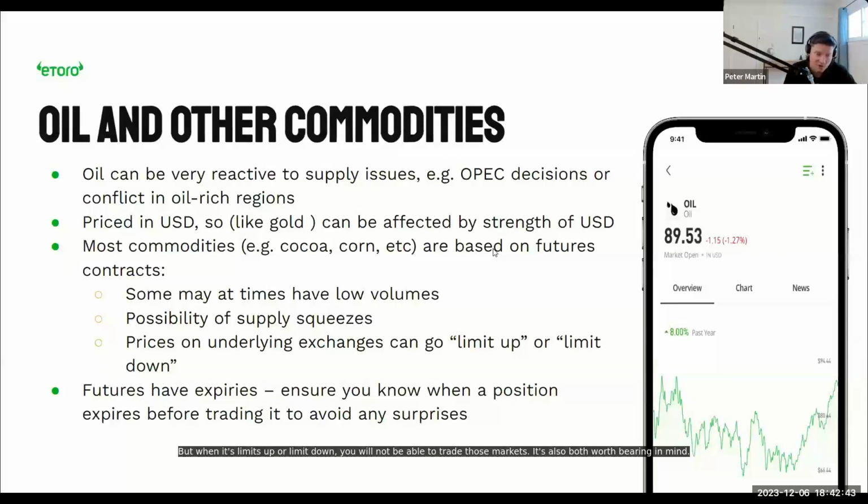It's also worth bearing in mind that these contracts are based, as I say, on futures contracts. Those futures do have expiry dates. It's a really useful thing to know, if you take a position in a market that has an expiry date, when that might be, just to try and stave off any potential surprises.